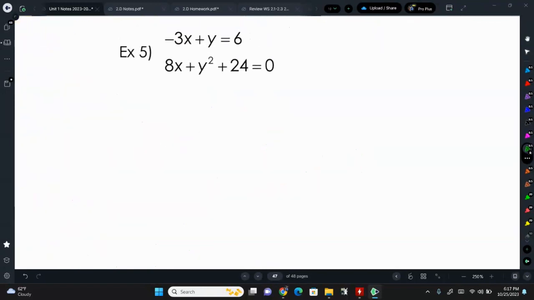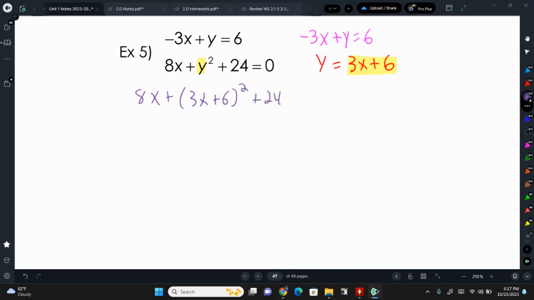Right. Example 5 doesn't have a y by itself yet, so I'm going to work with this negative 3x plus y equals 6. If we add 3x to both sides, it becomes y equals 3x plus 6. Now we can substitute this in for y squared. So we have 8x plus 3x plus 6 squared plus 24 equals 0. And then just like in the last problem, we have 3x plus 6 times 3x plus 6 plus 24 equals 0.